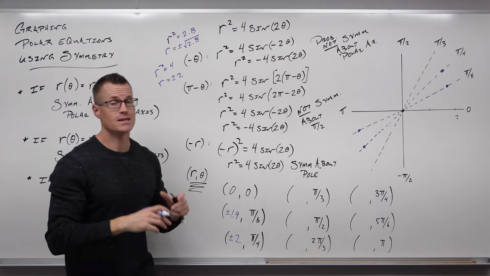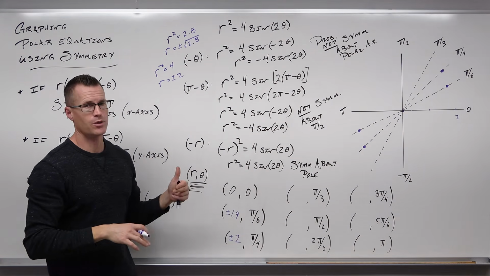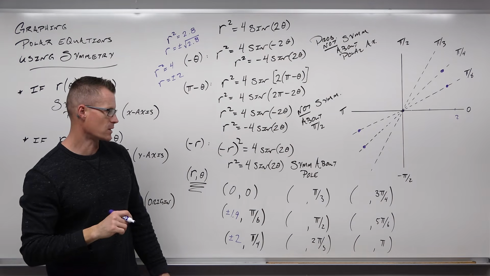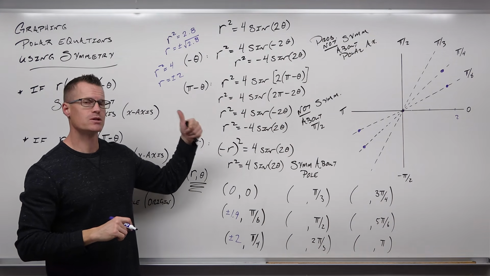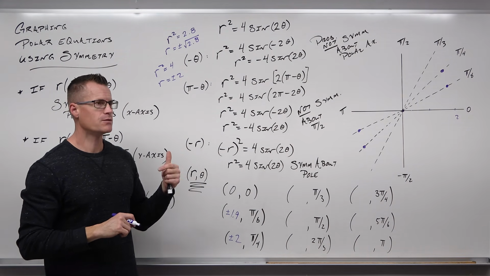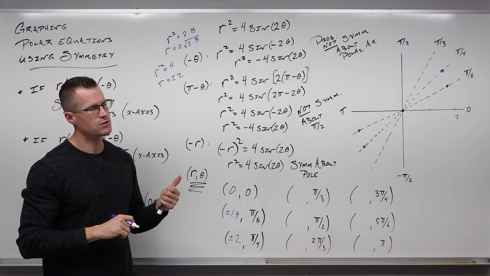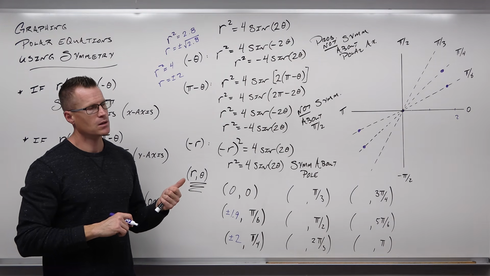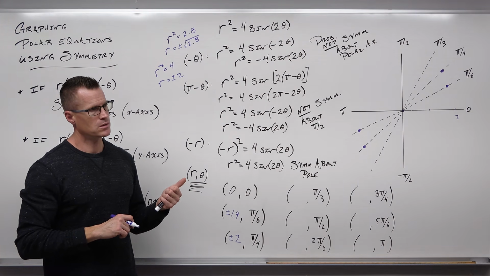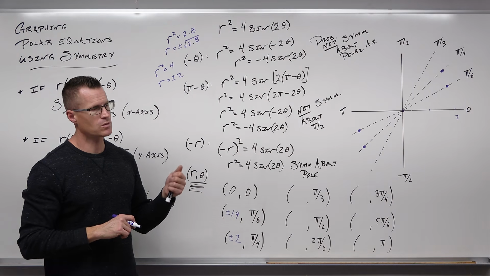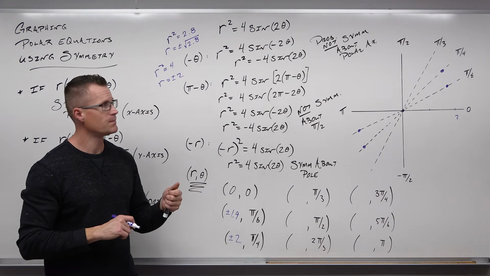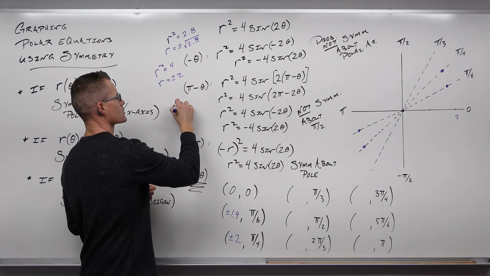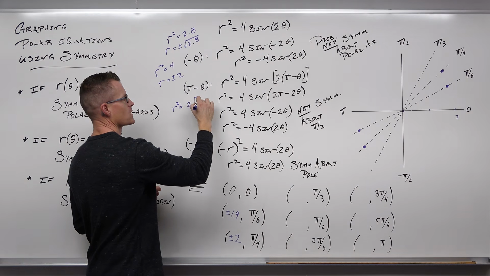And negative 2 units. That's causing the symmetry about the pole. Let's do pi over 3. So 2 times pi over 3 is 2 pi over 3. Sine of 2 pi over 3 is square root 3 over 2. 4 times square root 3 over 2 is 2 square root 3. So r squared equals 2 square root 3.